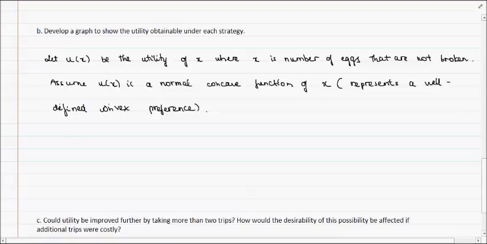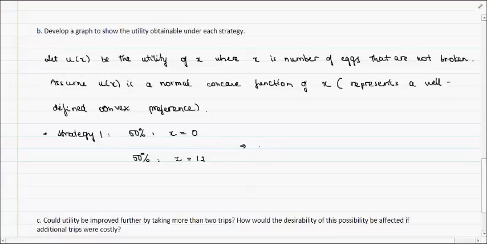Before we show the utility on the diagram, we would like to find out what the expected utility is under each of the strategies first. So I have strategy 1. We know that in strategy 1, there is a 50% chance x is equal to 0, and a 50% chance x is equal to 12.